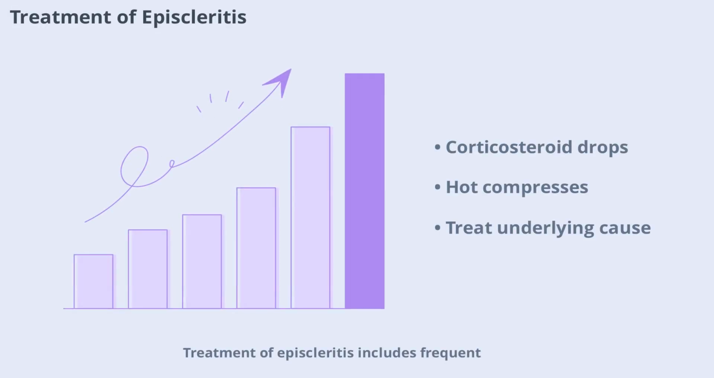Treatment of episcleritis includes frequent corticosteroid eye drops and ointment, subconjunctival decadrone injections, and hot compresses. Analgesics and anti-inflammatory medications help relieve pain. Addressing any underlying systemic cause is also important for complete recovery.